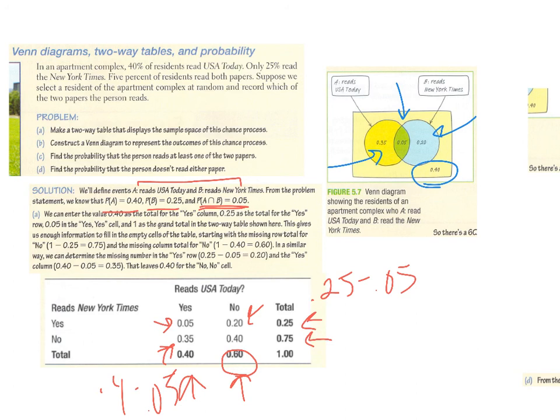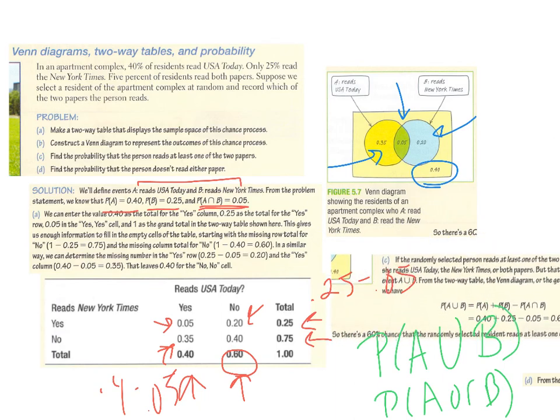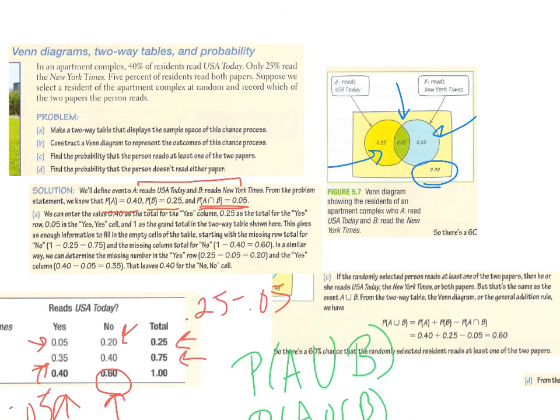So for part C, we're asked to find the probability that the person reads at least one of the two newspapers. So what we're looking for here is our probability of A or B, right? We're looking for the union. We're looking for the probability of A or B.